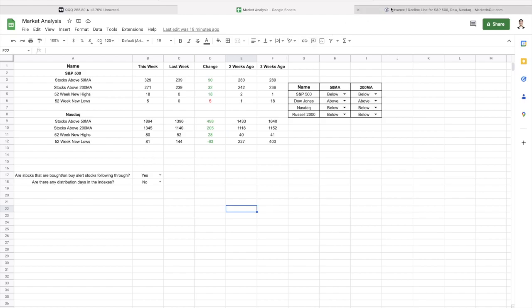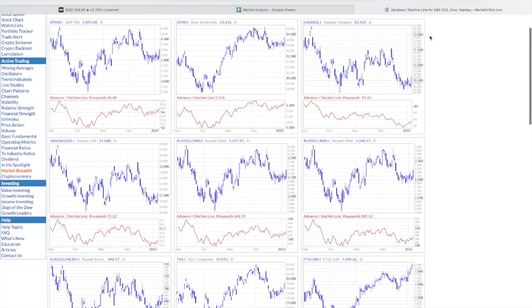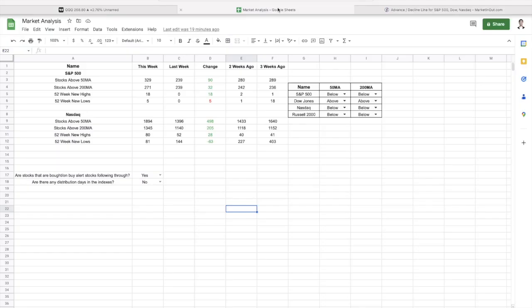And for the advance-decline line for the Nasdaq, so the Nasdaq's over here, we see that the advance-decline line for the past few weeks is also generally increasing. So similar to the S&P 500, the recent positive action in the Nasdaq is also backed up by positive breadth action. And we take a look over here.